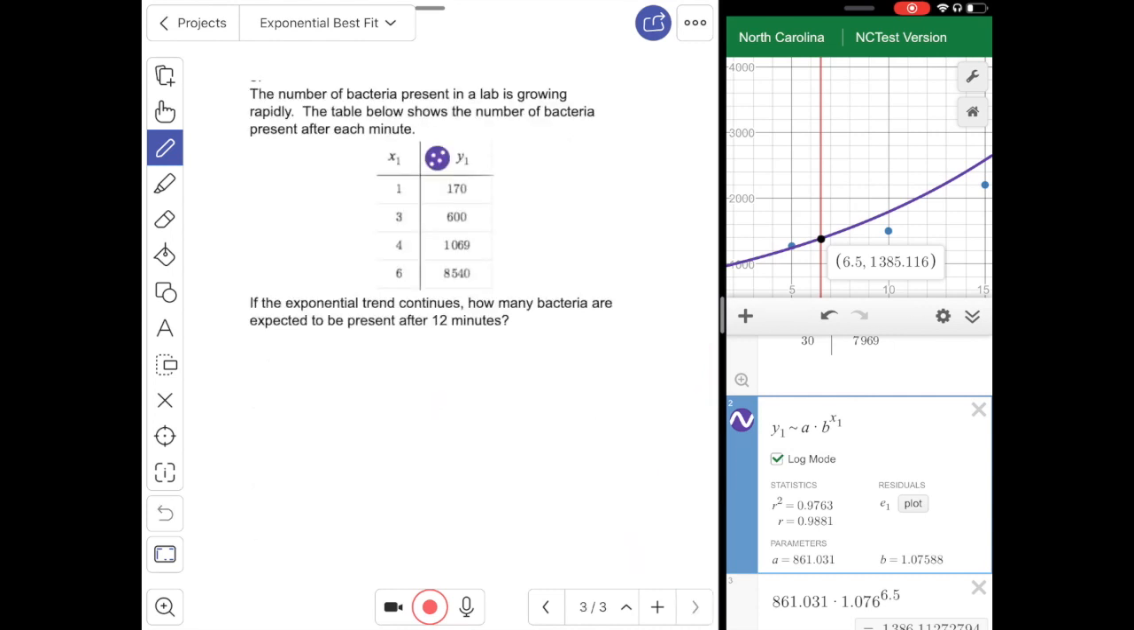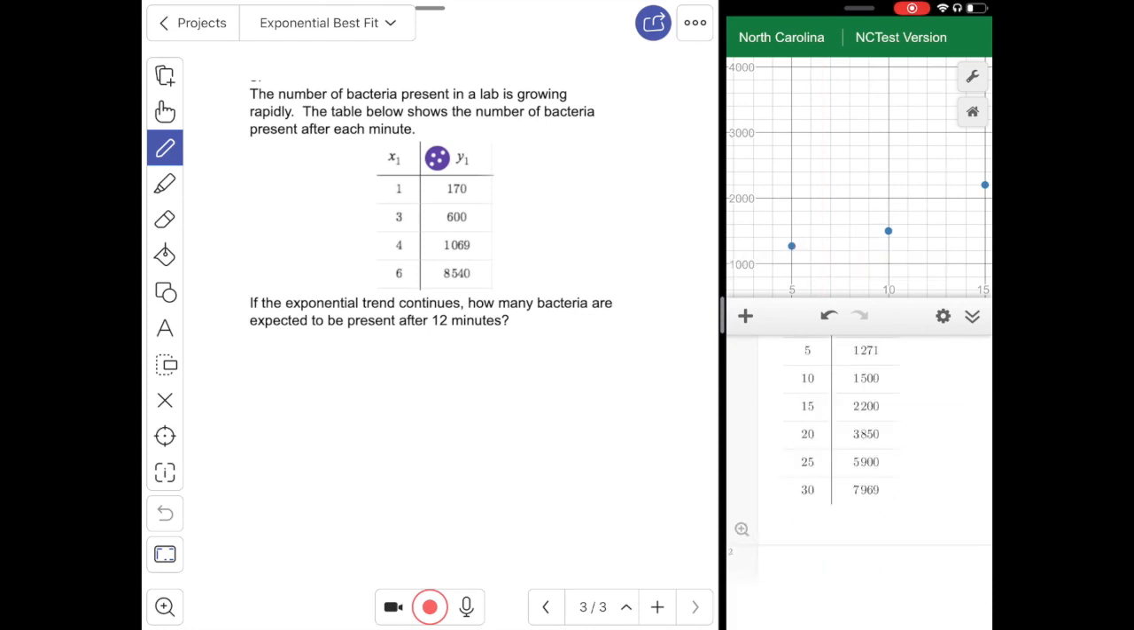All right, here is my next problem. It says the number of bacteria present in a lab is growing rapidly. The table below shows the number of bacteria present after each minute. So if the exponential trend continues, how many bacteria are expected to be present after 12 minutes? In order to make a prediction, we would need to, one, have the scatter plot, and two, find the best fit model and then use that best fit model.